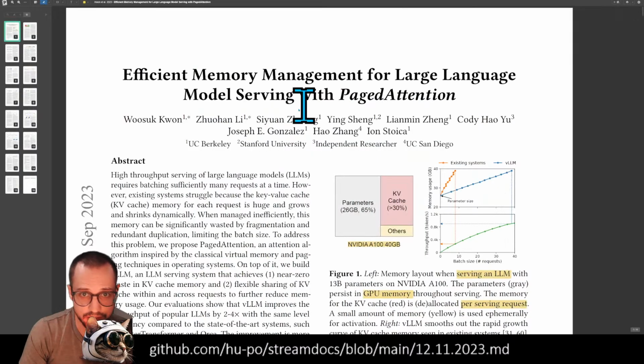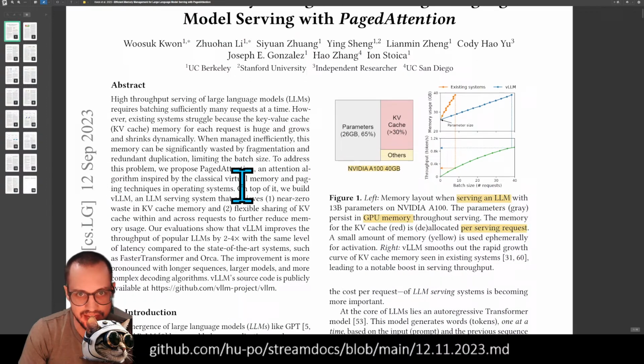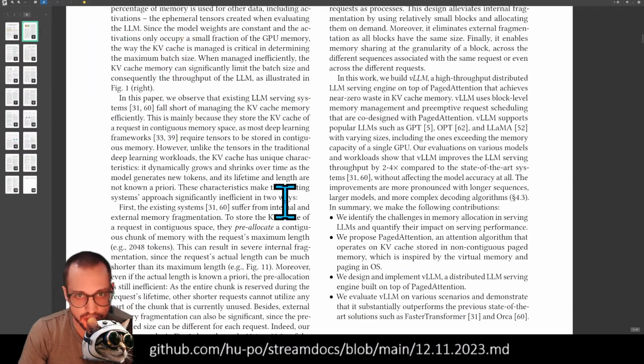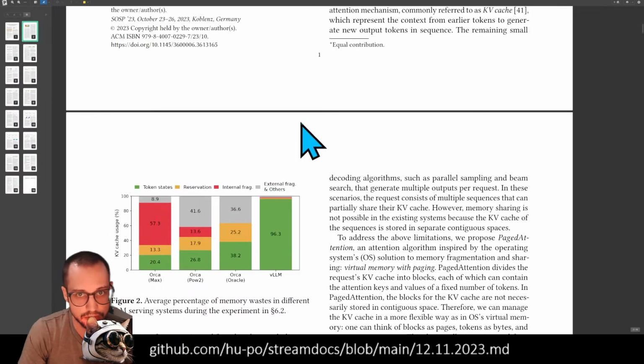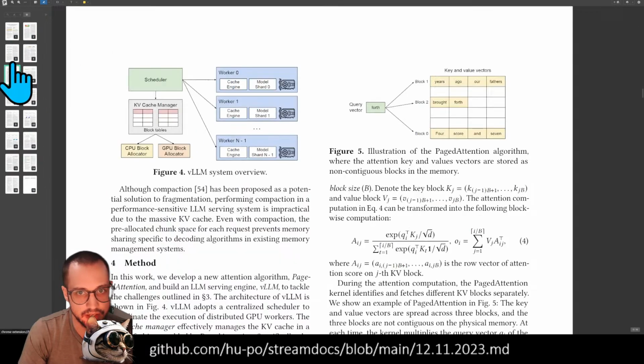But let's look for a second at vLLM, this one here. We build vLLM, an LLM serving system that achieves near zero waste in the KV cache memory and flexible sharing of KV cache within and across requests to further reduce memory usage. Okay, so this paper covers a lot of ground. I think there's one thing here that I wanted to show. Yeah, okay, here we go.